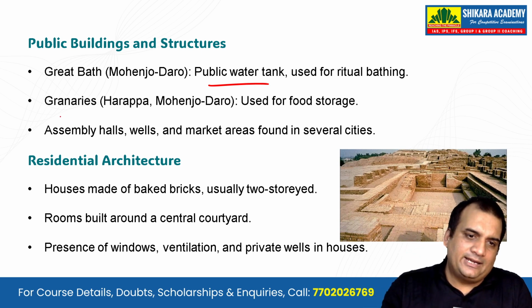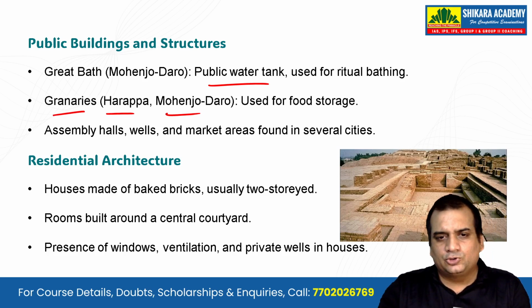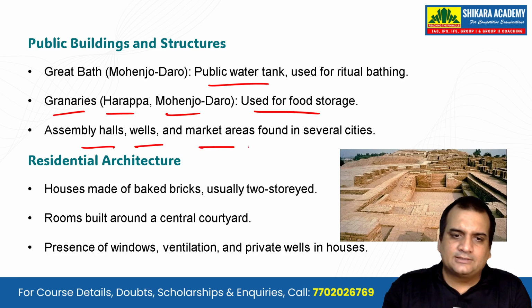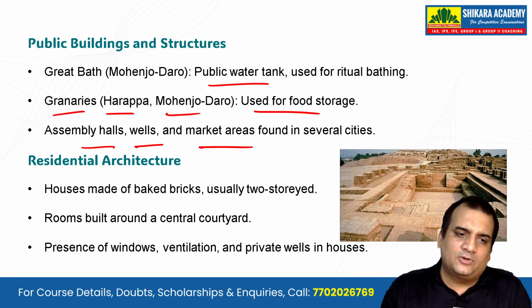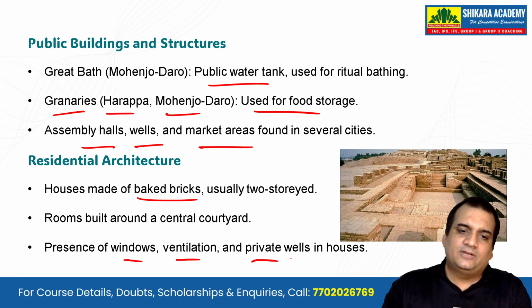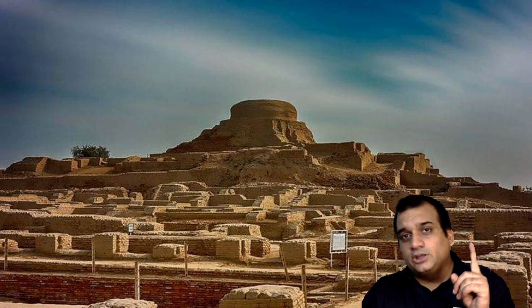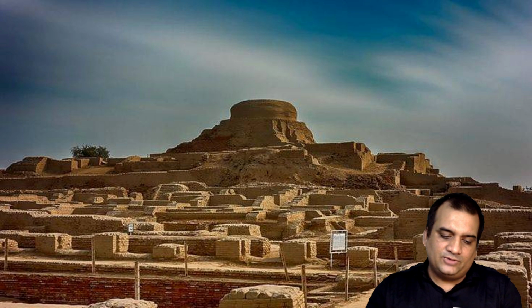Then the granaries have been found in Harappa, Mohenjo-daro and other places also, obviously used for food storage. Assembly halls, wells and market areas were found in several cities. Along with that, when we talk about the residential architecture, we have talked that it was made with baked bricks, and the presence of windows, ventilation and private wells in the houses made it look very special.